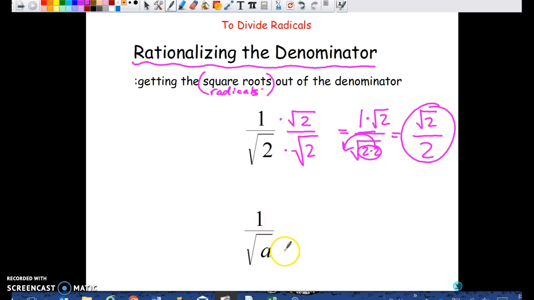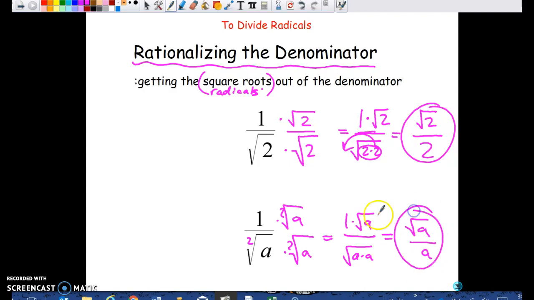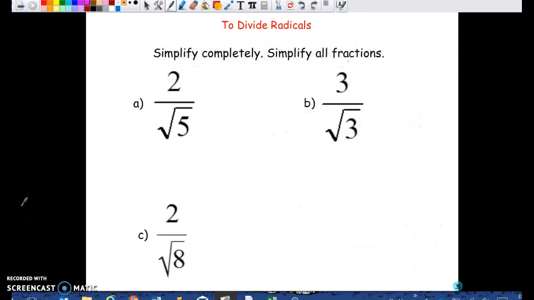If I have 1 over the square root of a, I need to have 2 a's underneath there, but so far I only have 1. So I'm going to multiply by the square root of a on the top and on the bottom. I have 1 times the square root of a over the square root of a times a, because they have the same index. And I have the square root of a over a. This is called rationalizing the denominator, making it a rational number on the bottom side, so we make a fraction that is making sense. So for example, I have a radical in the denominator. That's a no-no. I don't want that to happen.